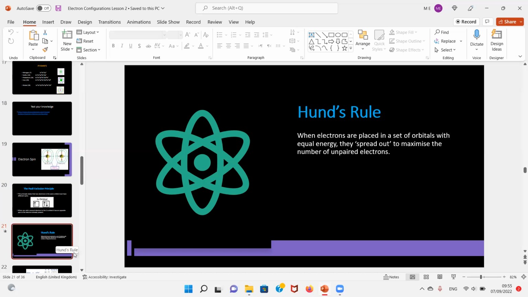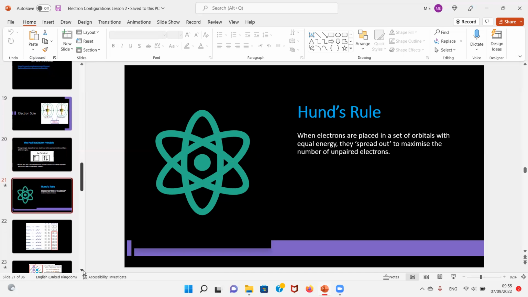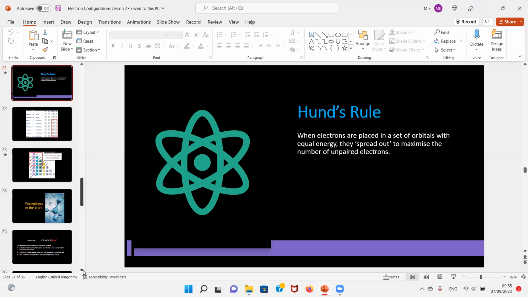Okay. The final rule that we take into consideration is Hund's rule. Hund's rule says that when electrons are placed in a set of orbitals with equal energy, they separate out to maximize the number of unpaired electrons. So what does that mean? Let's imagine we have four electrons, and we want to fill them in the p orbital. So how do we fill these four electrons?